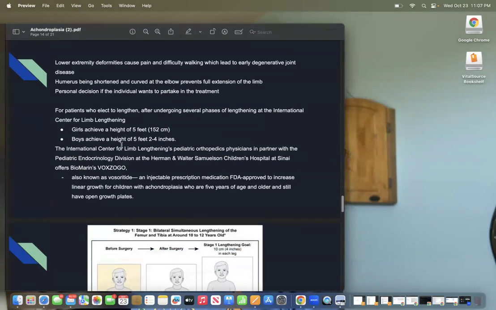There is the International Center for Limb Lengthening, with pediatric orthopedic physicians who partner with the Pediatric Endocrinology Division at the Herman and Walter Samuelson Children's Hospital at Sinai. They offer this program where they start at a young age, once they start growing at puberty age, like 10 to 12 years old, up until they're 16. And they continue to lengthen their limbs.